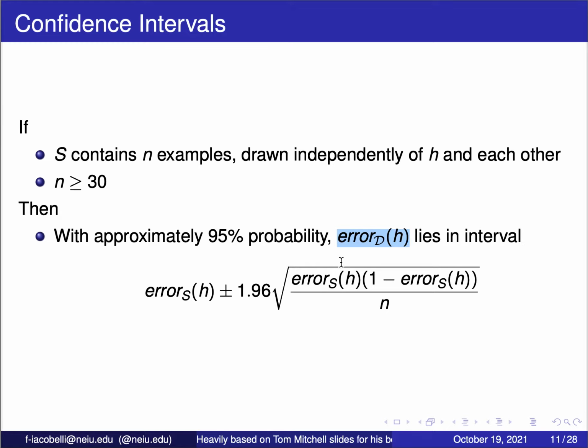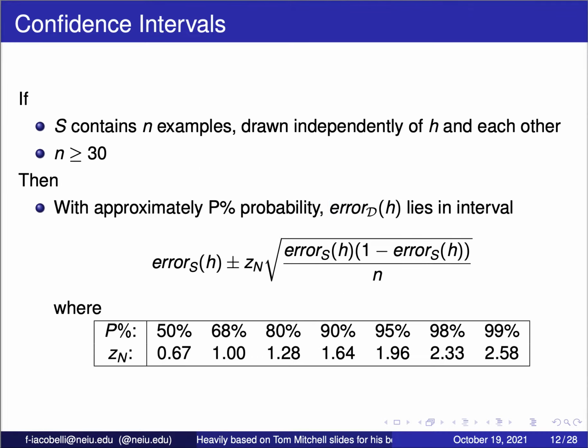Now, let's say 90% probability is too accurate. I want like 80% probability, right? Well, again, the formula is the error of the sample plus or minus some multiplier. It was 1.96 earlier, right? So plus some multiplier times this square root expression. Now this multiplier varies.